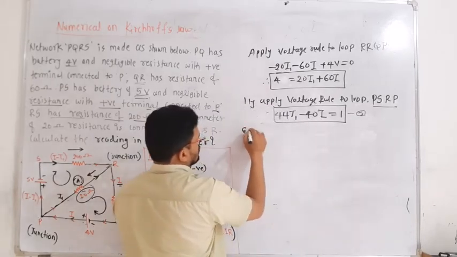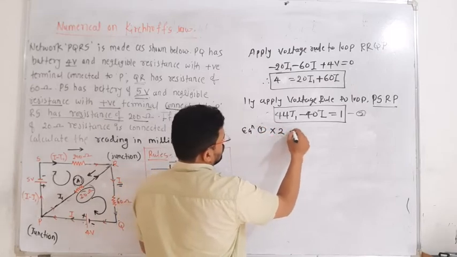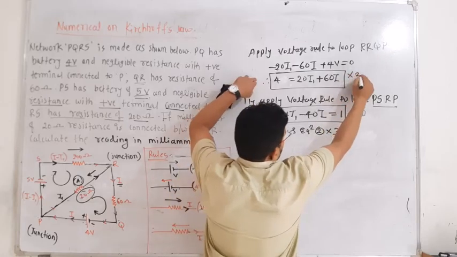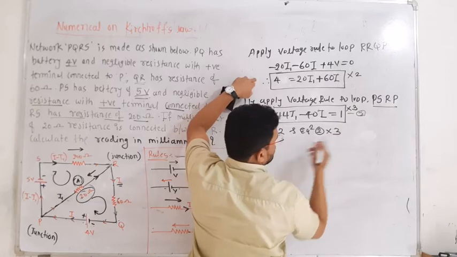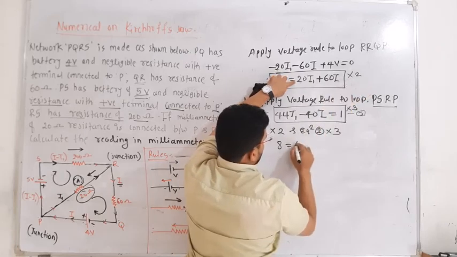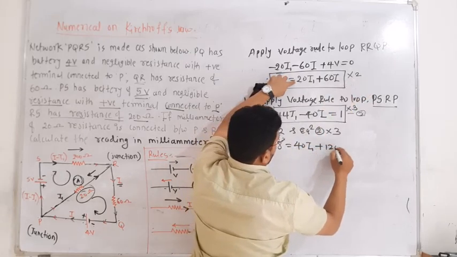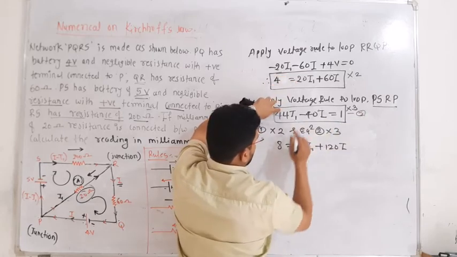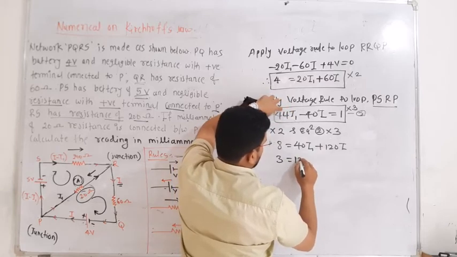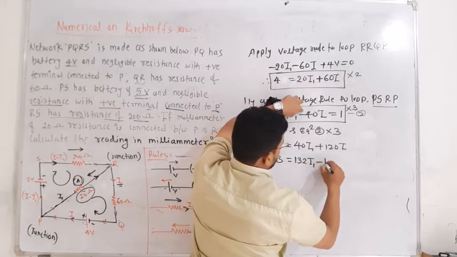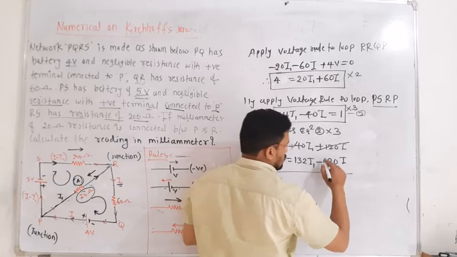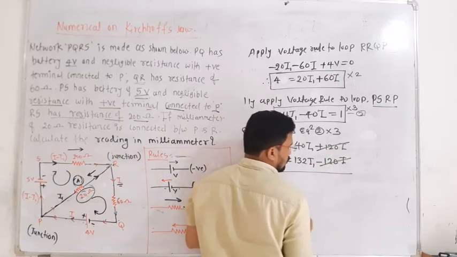So equation 1 you have to multiply with 2, and equation 2 you have to multiply with 3, and write it down. So 2 into 4 becomes 8, 2 into this becomes 40I1 plus 120I. Below that, multiply by 3, it becomes 3 is equal to I1, so 132I1 minus 120I. Add these two equations, plus 120I and minus 120I will cancel out.